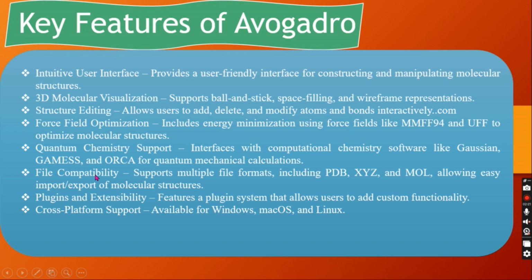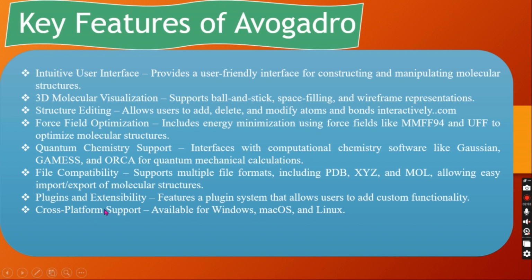And file compatibility. Which types of files are supported in Avogadro? It supports multiple formats like PDB, XYZ, and MOL, along with easy import and export of molecular structures. Once you draw a molecule, you can import from other software, and you can export it to Gaussian or other software that you need.